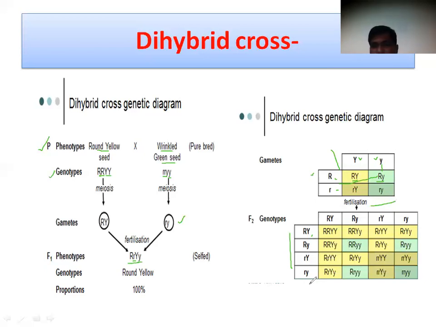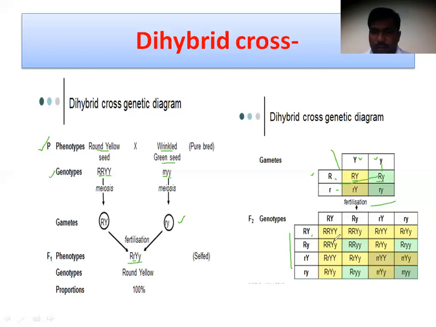So in the F2 generation we get the genotypic ratio and phenotypic ratio. Here in the F1 generation all individuals are round and yellow, all dominant. But in the F2 generation, the phenotypic ratio is 9:3:3:1. This ratio was obtained by Mendel, and he was surprised by it. Why is this ratio obtained?